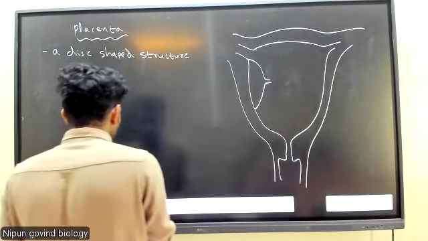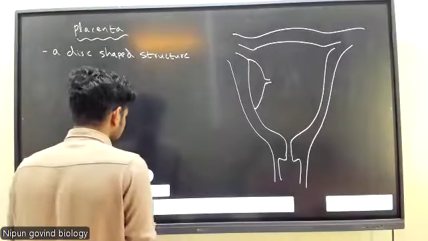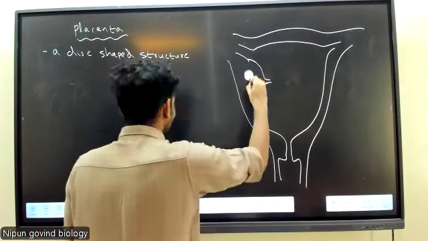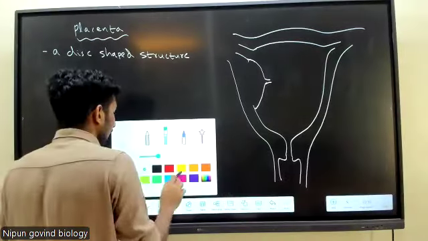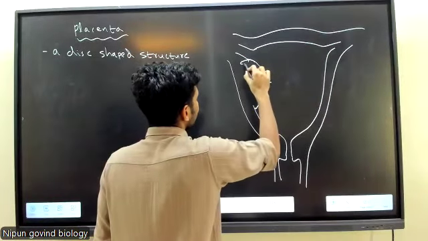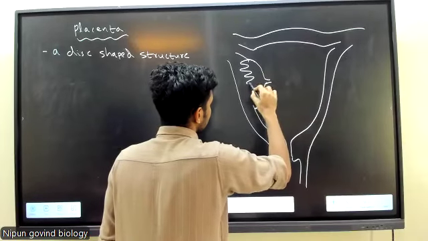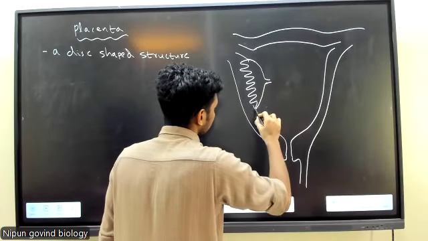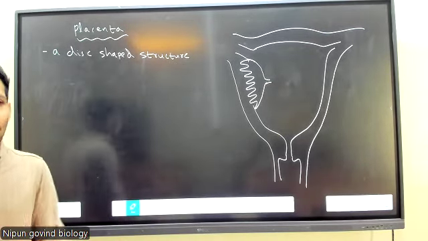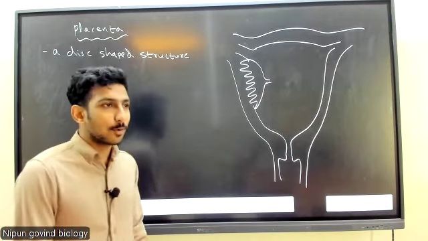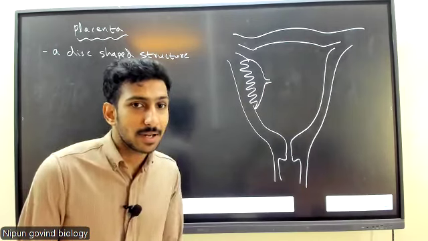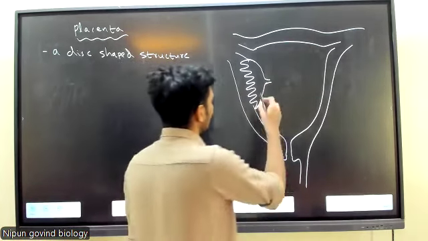The placenta contains nutrients. The placenta contains finger-like projections called villi. There will be finger-like projections like this. These are called chorionic villi or embryonic villi. The actual name is chorionic villi. That is not there in your book; you will study about that in 12th standard. In your book it is given as embryonic villi. So this is placenta.